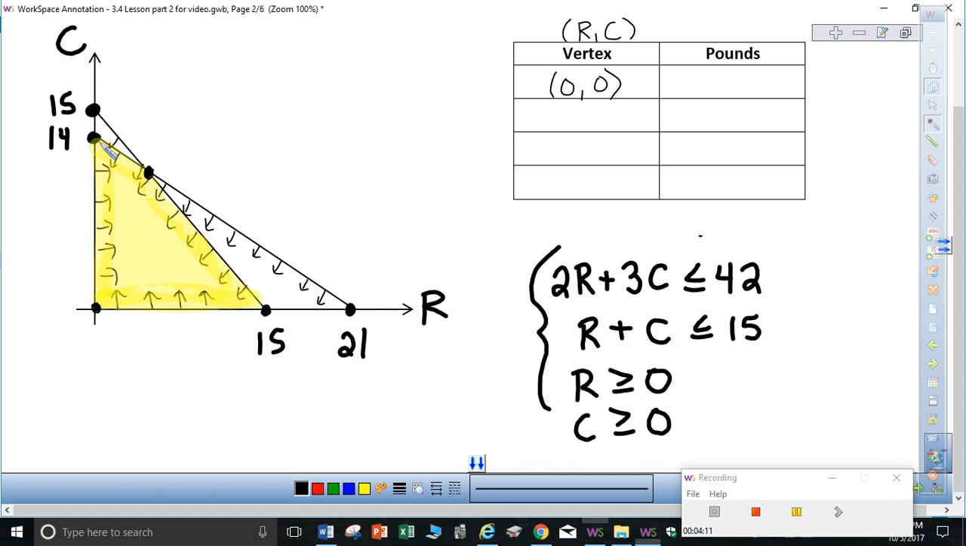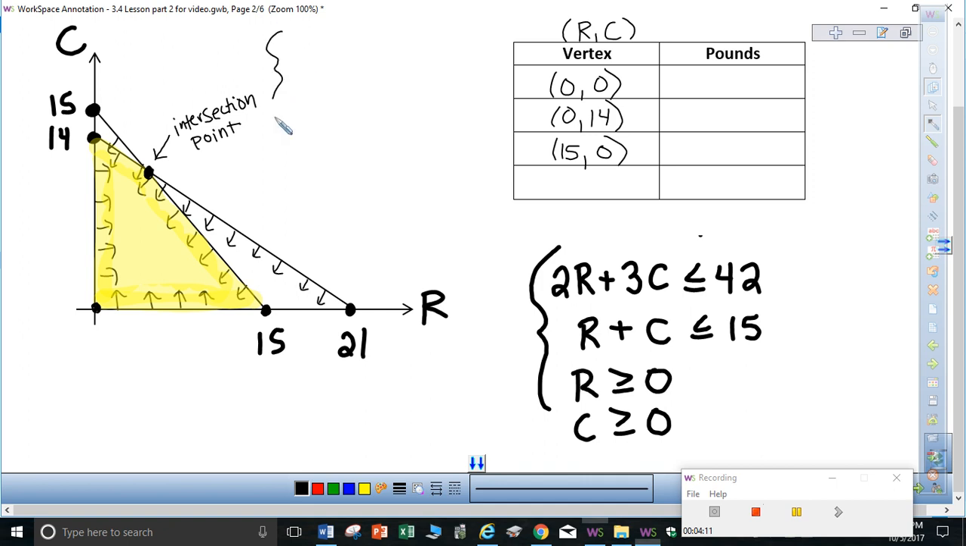The next one up here, this one is easy to get because it's an intercept. So this represents 0 Roma plants, but 14 cherry plants. So 0, 14. This third point down here is easy to get. Another intercept. It represents the combination of 15 Roma plants and 0 cherry plants. Now the one that we need to do a little bit of work to find is this one. This is the intersection point of the two boundary lines from our system of inequalities.